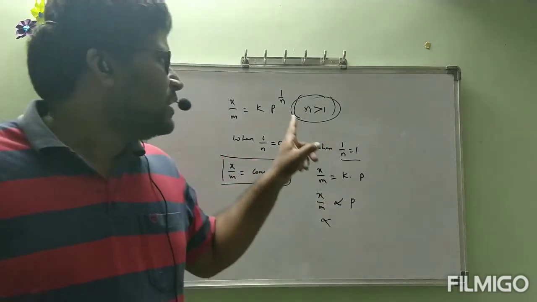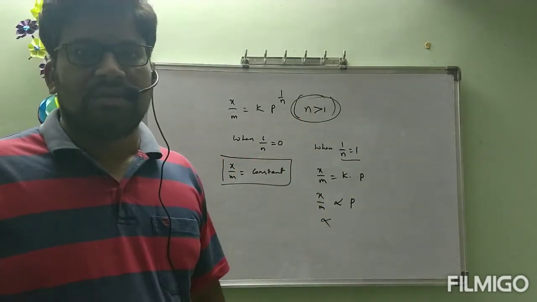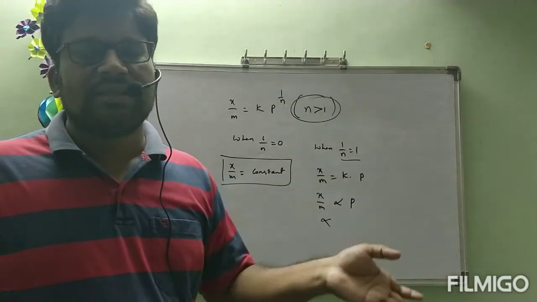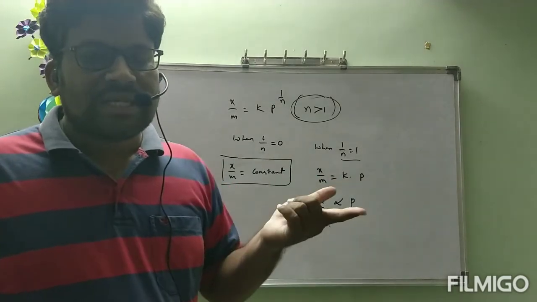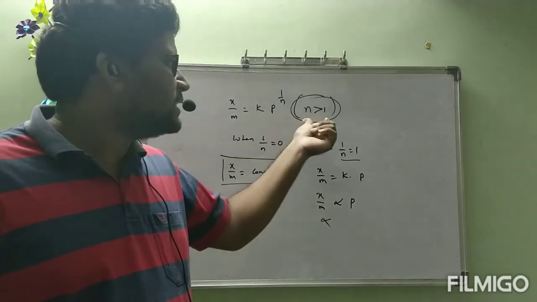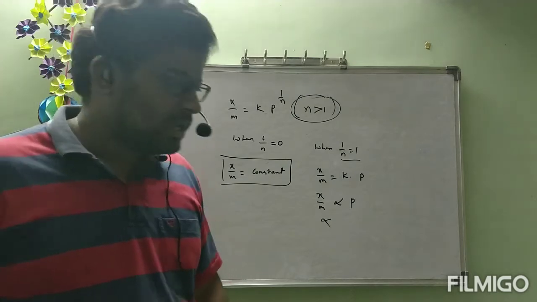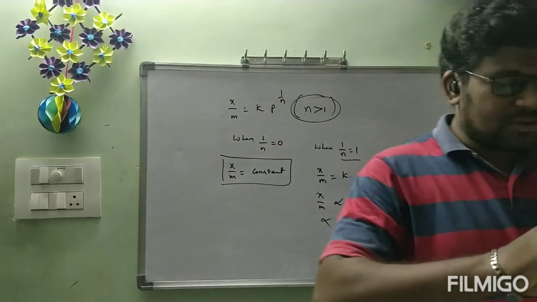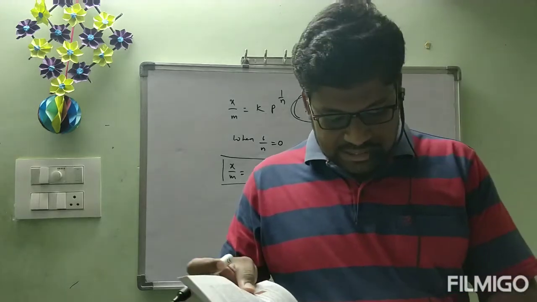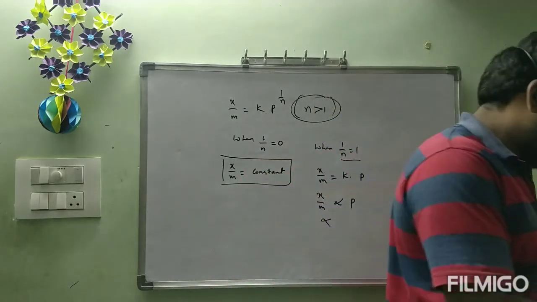That's why the value we have taken in the adsorption isotherm is n greater than 1. n should not be 0, and n equal to 1 also should not be. So the Freundlich adsorption isotherm is valid for this equation when n is greater than 1. This is about the Freundlich adsorption isotherm. Next we can go through adsorption from solution phase, and after that applications of adsorption.